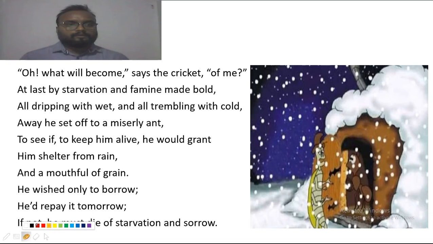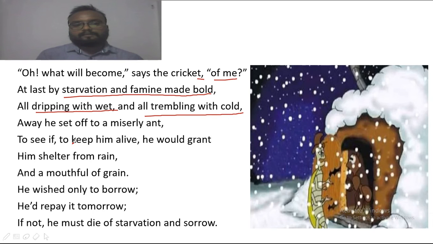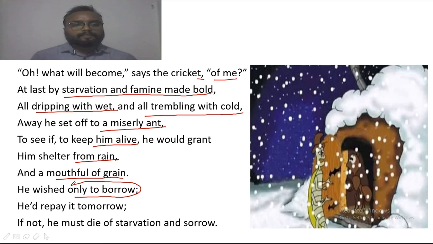Oh, what will become of me, says the cricket. At last by starvation and famine made bold, at dripping with wet and all trembling with cold, away he set off to a miserly ant, to see if, to keep him alive, he would grant him shelter from rain and a mouthful of grain. He wished only to borrow, he would repay it tomorrow. If not, he must die of starvation and sorrow.